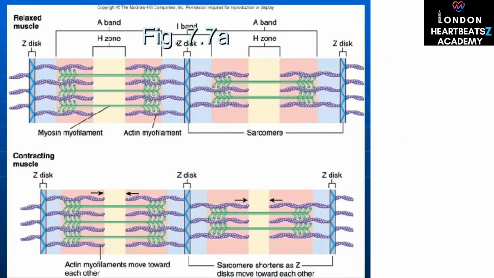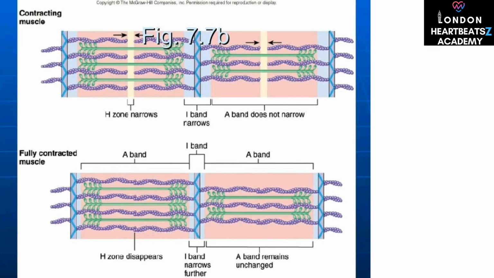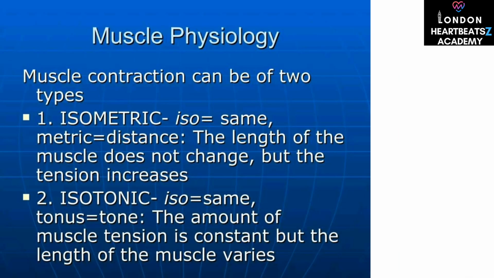Comparing relaxed and contracting muscle, the sliding filament theory shows that during contraction, actin filaments move inward, shortening the sarcomere and bringing Z discs closer together. As muscles contract, the H zone narrows or disappears, and the I band narrows, while the A band remains unchanged. Muscle contraction can be isometric, where the muscle length remains the same but tension increases, or isotonic, where tension is constant but muscle length varies.